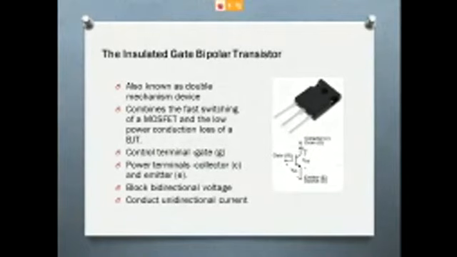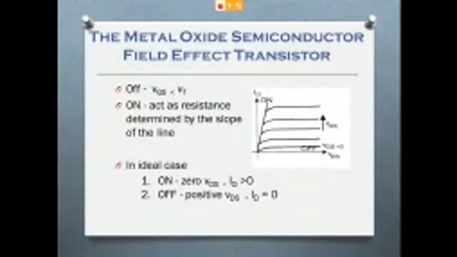This also blocks bidirectional voltage and it conducts unidirectional current. Now let's go to the working of a MOSFET, or metal oxide semiconductor field effect transistor. In the off stage, as I've discussed before in the BJT, this is a somewhat similar graph to the BJT also. In the off stage, the V gate source is less than the V threshold.